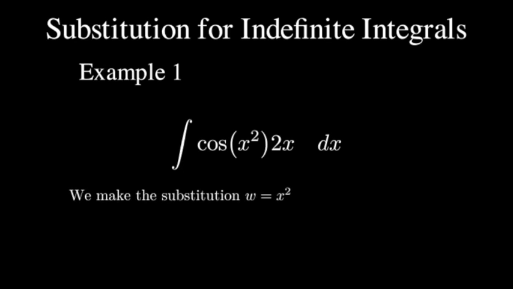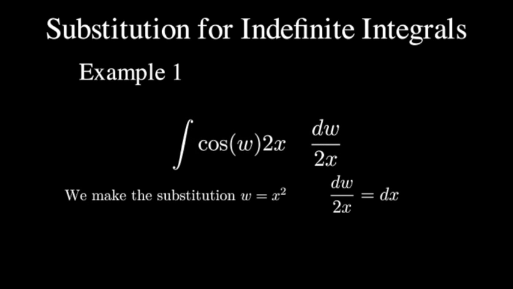To substitute for dx, we take the derivative of w. This gives dw dx is equal to 2x. Now we use algebra to solve for dx. When we do that, we end up with dx is equal to dw over 2x. Now we plug in and simplify. We replace x squared with w and dx with dw over 2x.